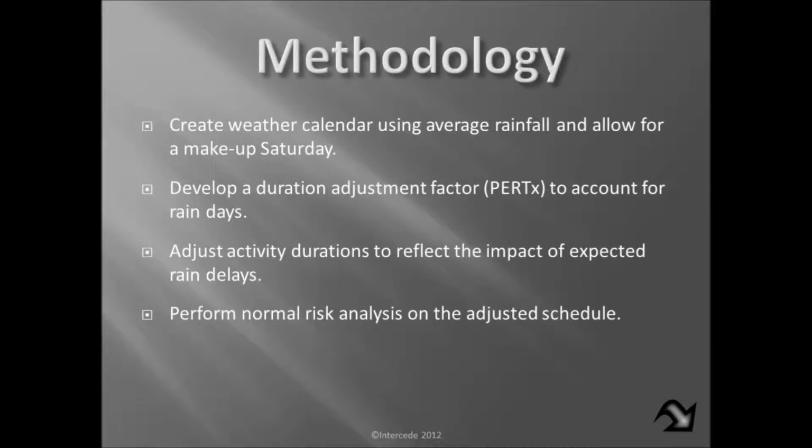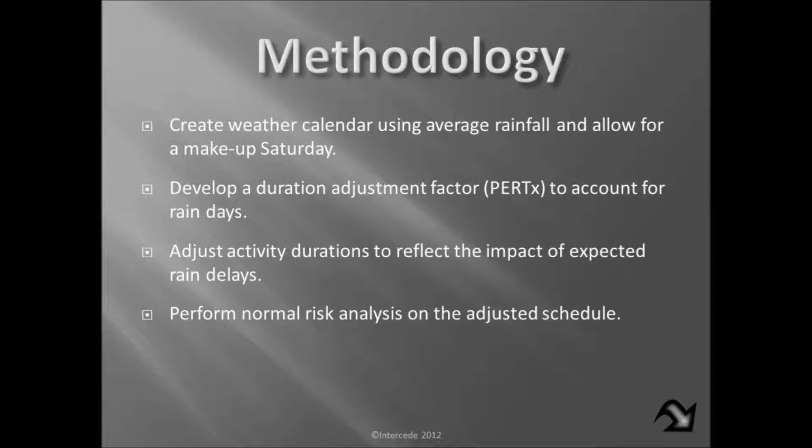So here's our methodology. We went out and found out what the average rainfall is for this particular area. In this case, the criterion is that a rain day had to have a significant amount of rainfall. I'm calling that 0.2 inches or 5 millimeters. Because this is the Gulf Coast and we generally work 5/10s, we have a make-up Saturday for all that. Sometimes there's going to be more rain than there are make-up Saturdays, and we have delays.